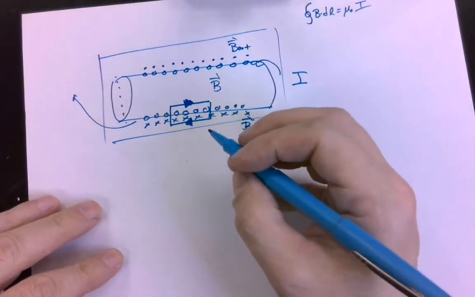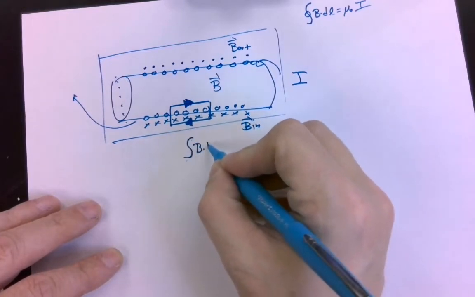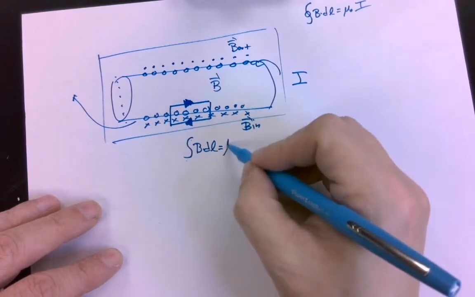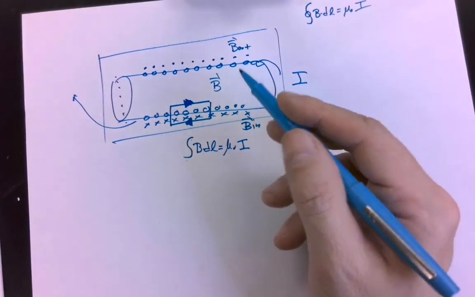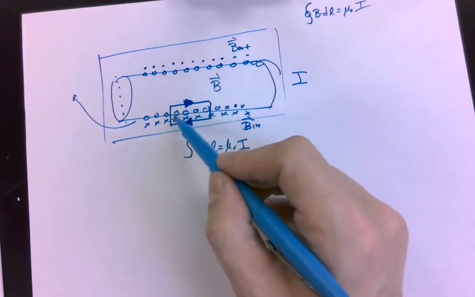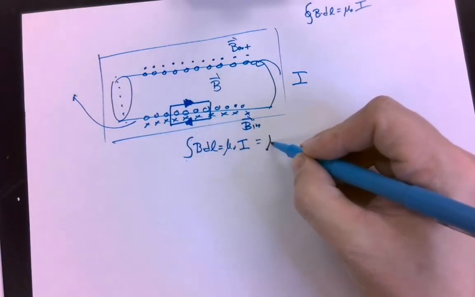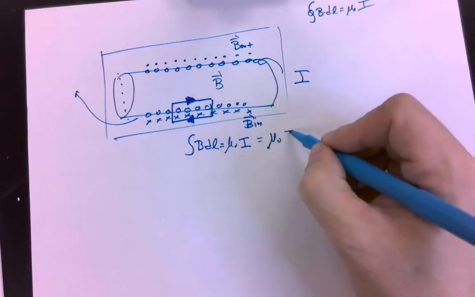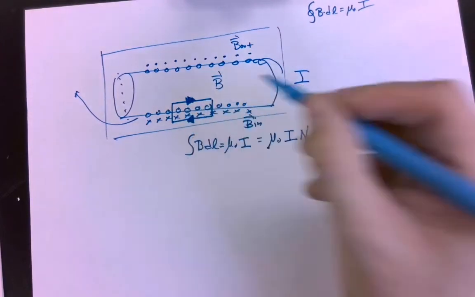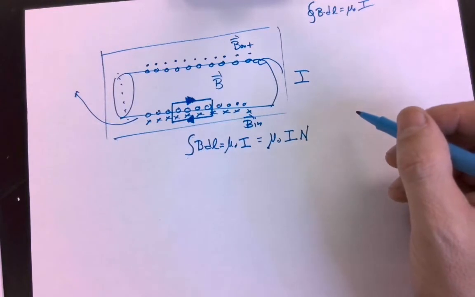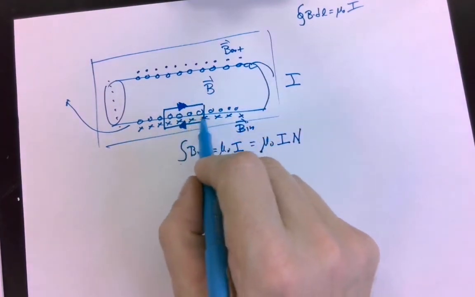So we know that from Ampere's law, the integral of B dot dl is equal to mu 0 I. And the current through our little loop here is just equal to the current I times the number of loops. I can't call that capital N. Well, sure I can. The number of loops that go through my surface here.